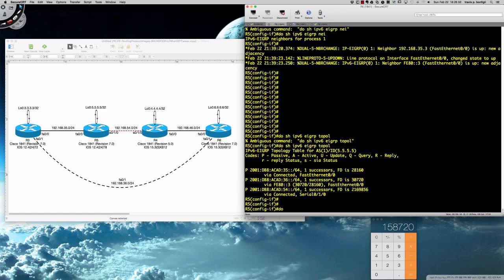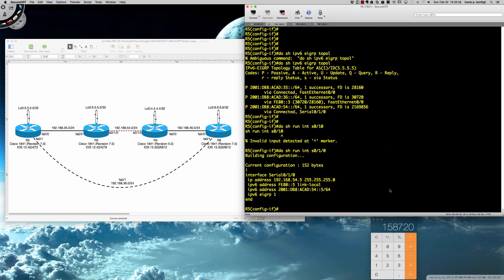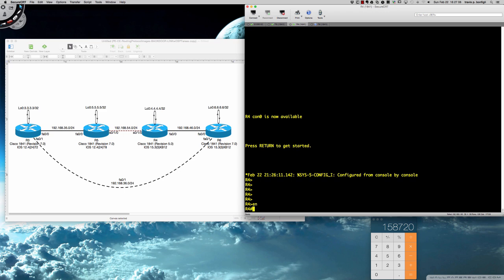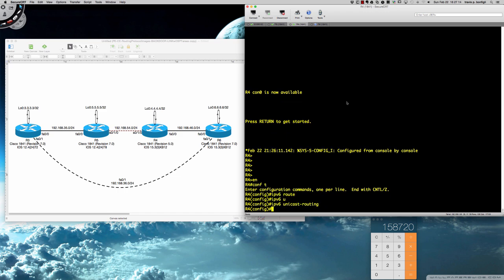So let me do a do show run, and I think we did interface serial 010. I want to check before we move on here. 010, and it's good to go. So let's now step over to router 4 for some IPv6 work. So we're going to go from user exec to privilege exec into global config. And on router 4, let's go ahead and say IPv6 unicast routing.